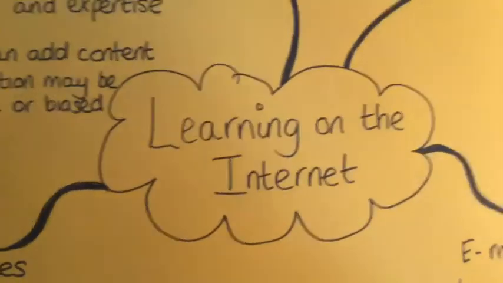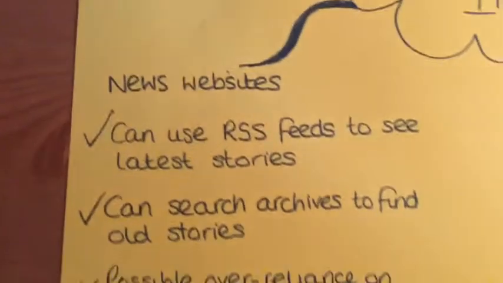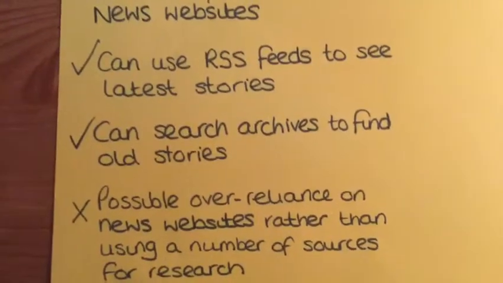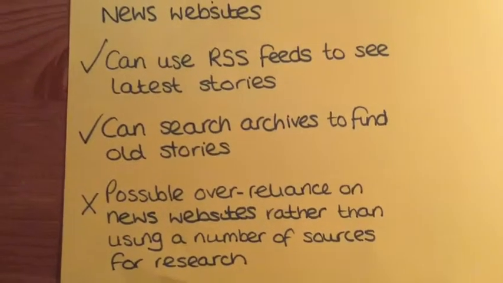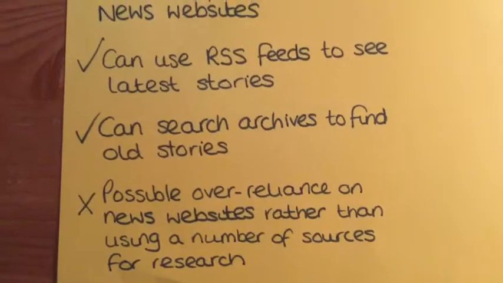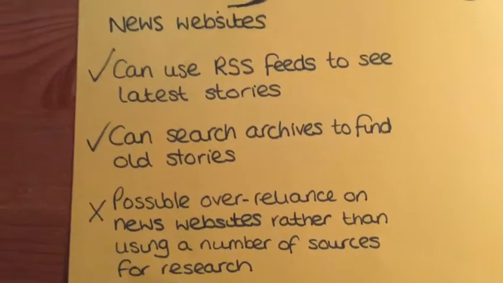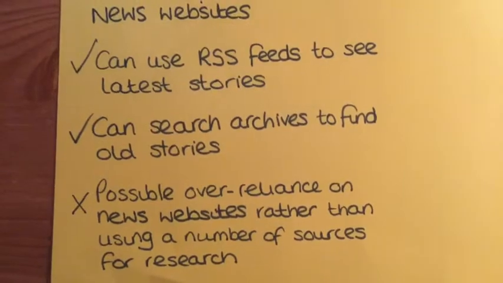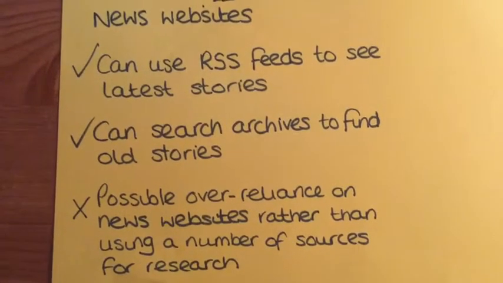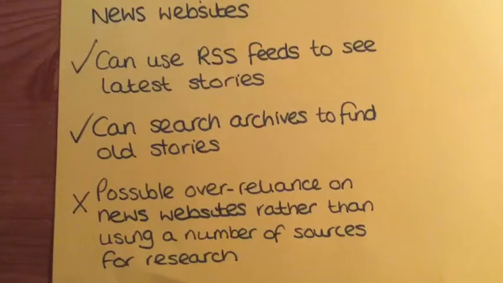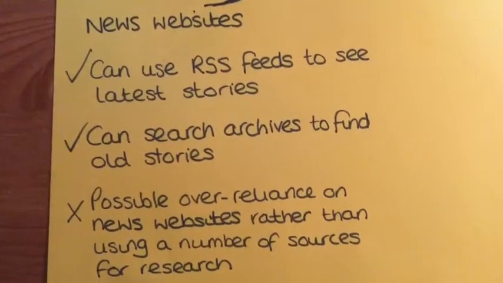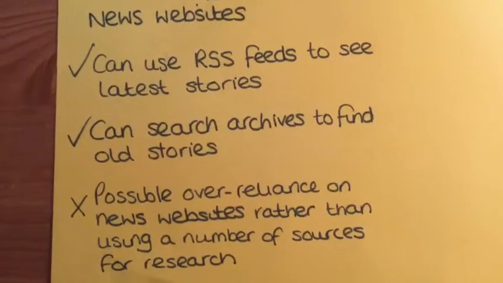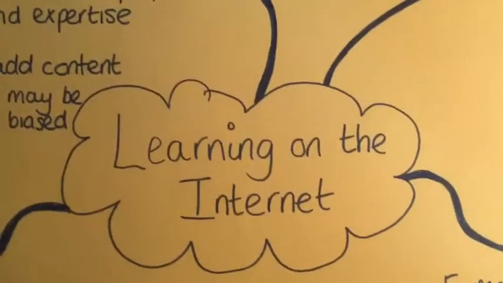The final way of learning on the internet is through using news websites, and here you can use RSS feeds to see the latest stories. So remember, with RSS feeds you can select the topic of interest for you. So if you're interested in sport, you can select to have an RSS feed just for sports stories. You can search archives to find old stories. However, a disadvantage is a possible over-reliance on news websites rather than using a number of sources for research. So these are all of the different ways of learning on the internet.